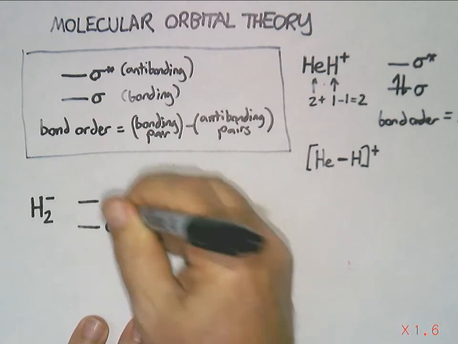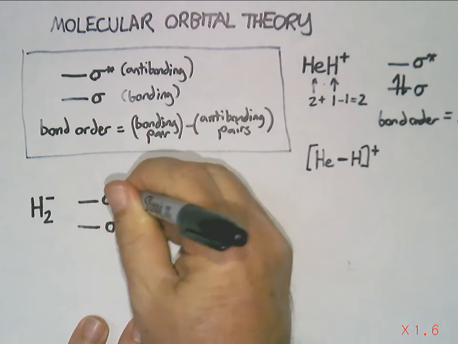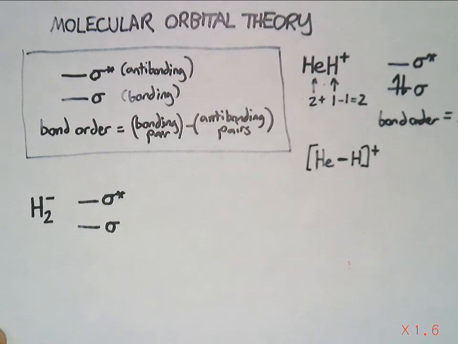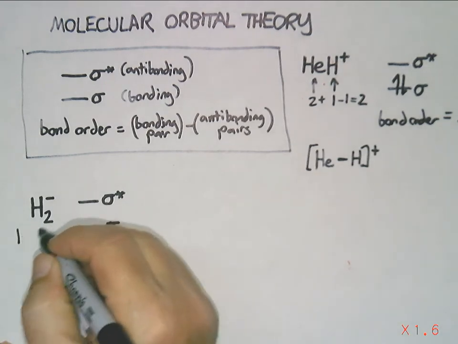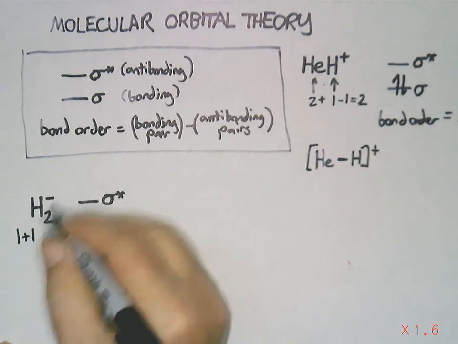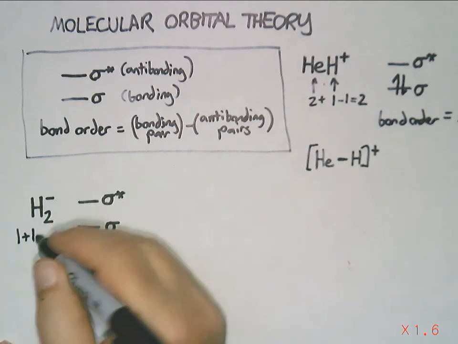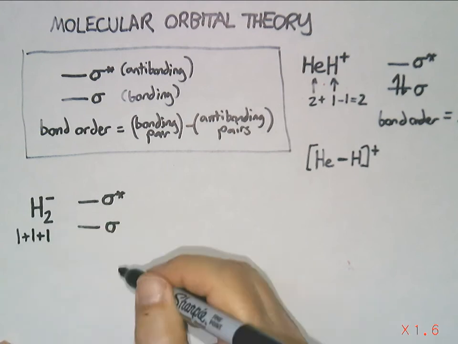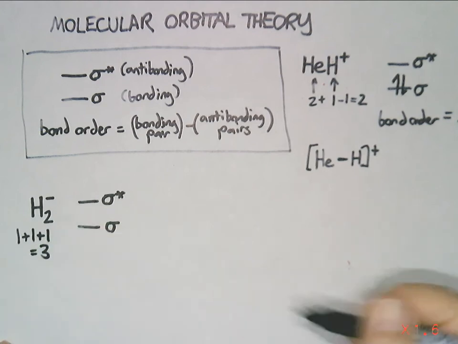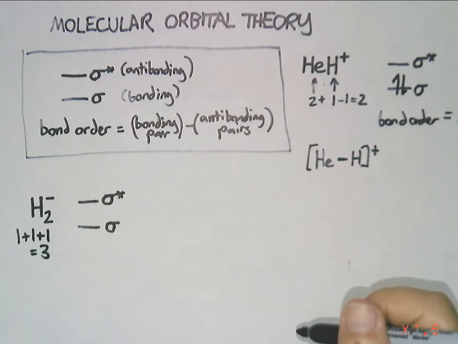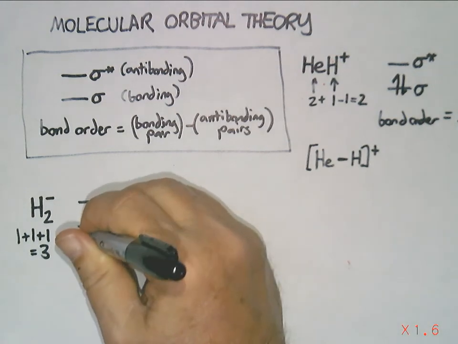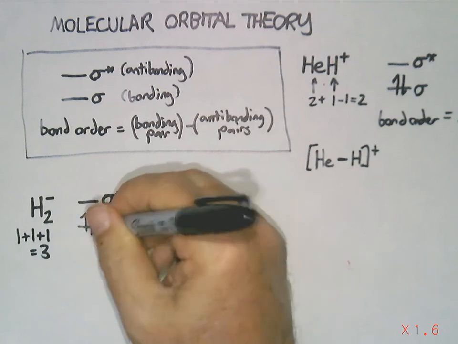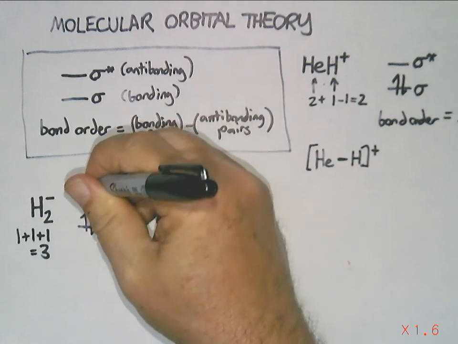Well, here is my molecular orbital diagram. And how many electrons do I have? Well, I have 1 for each hydrogen. There's 2 hydrogens in there. And then I have an extra 1 for the -1 charge. So I've got 3 electrons. Alright, so let's fill them in. 1, 2, that one's filled, I have to go up here. 3.